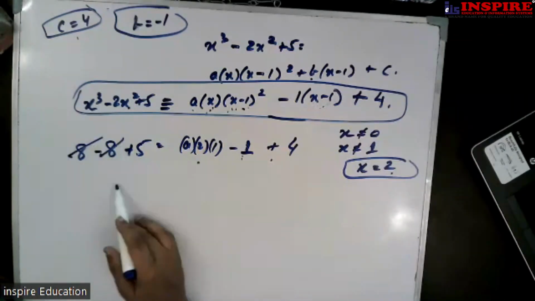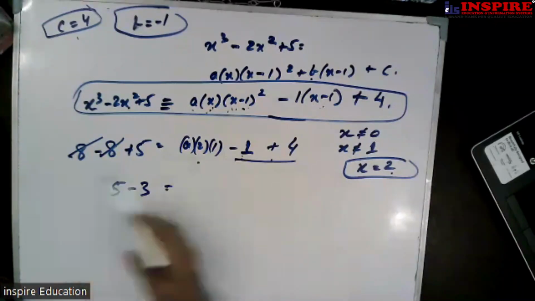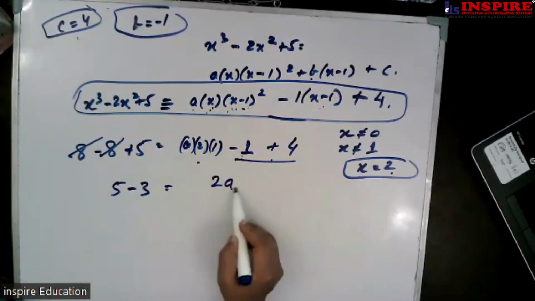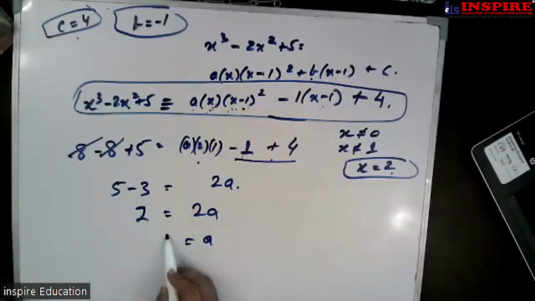These guys get eliminated. 5 minus 3, I send these guys, is a 3 on this side. And we have 2 times of A. And that's a 2 is equal to 2 times of A. Therefore, A is equal to 1.